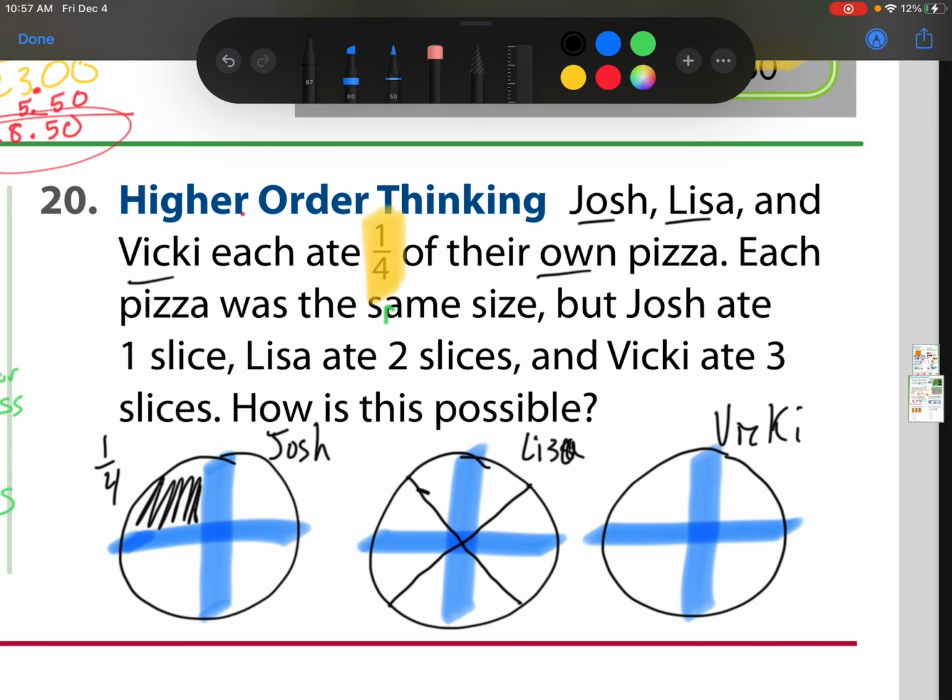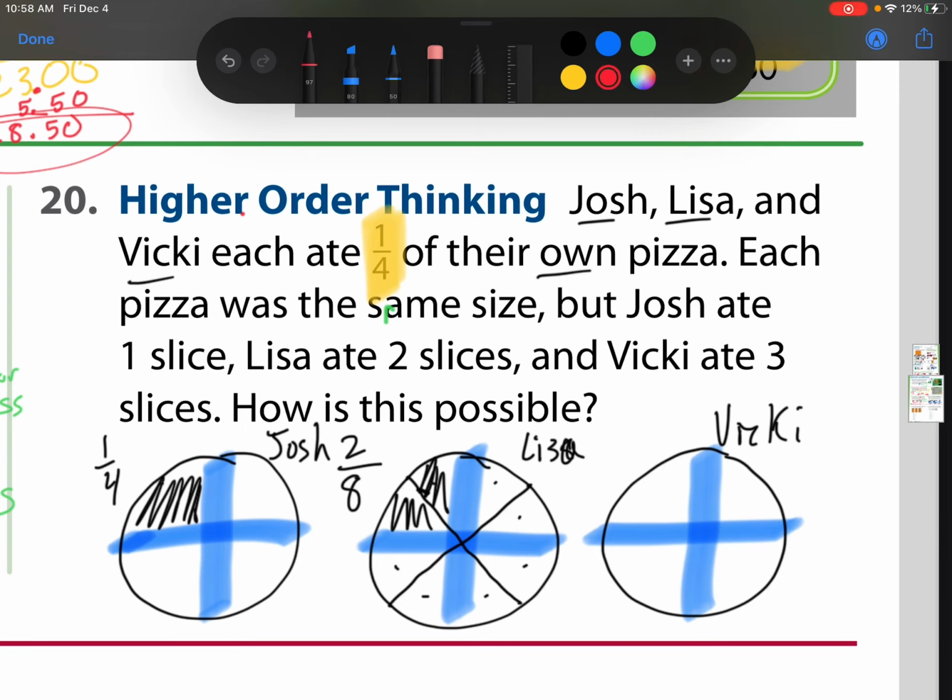So now let's see. She ate 2 pieces. That'd be 1, 2. And look, it's the same amount as this one over here that Josh ate. So her fraction must be 2 pieces out of 1, 2, 3, 4, 5, 6, 7, 8. Out of 8 pieces. So maybe that's what happened with Vicky too.